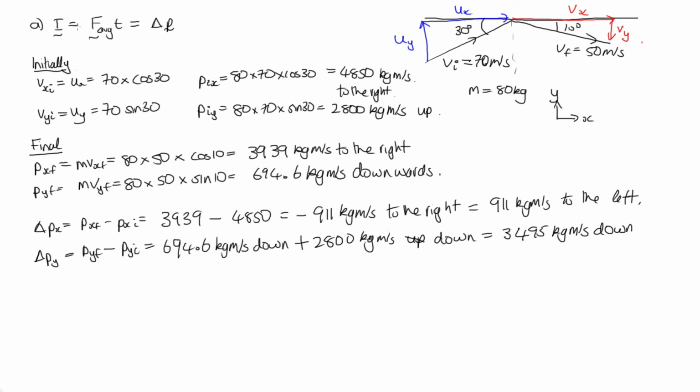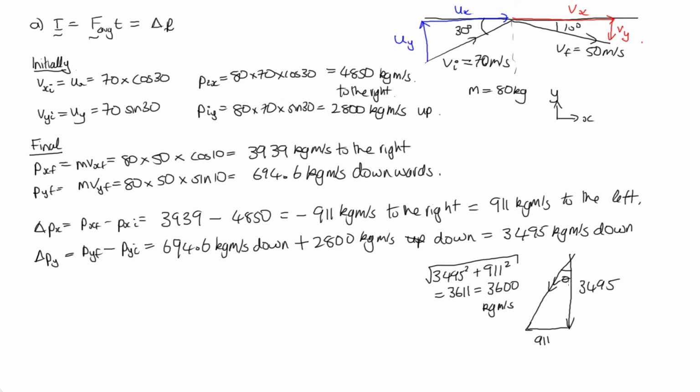So to get our impulse, we're going to want to know our change in momentum as a vector. So to do that, we can add our 3,495 down to our 911 to the left, and our resultant vector is here. We can call this angle in here theta. Now, to get the magnitude, we'll need to use Pythagoras' theorem. So this has a magnitude of the square root of 3,495 squared plus 911 squared. When we add those and take the square root, we end up with 3,611, which is equal to 3,600 to two significant figures, and that's kilogram meters per second.